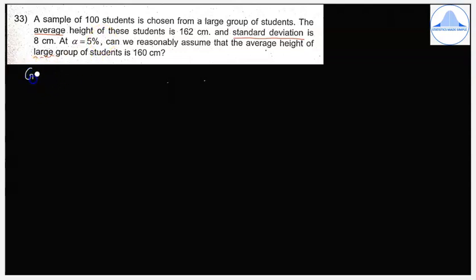So you know that you require 4 values from the problem. N is equal to 100. Average height of these students means the mean of the sample, so x bar is equal to 162. Standard deviation of the sample, S, is equal to 8. And then they have given alpha equal to 5%. Now the most important value remaining is mu naught. Can we reasonably assume that the average height of the large group of students, that means the mean of the population, that is mu naught, is equal to 160.